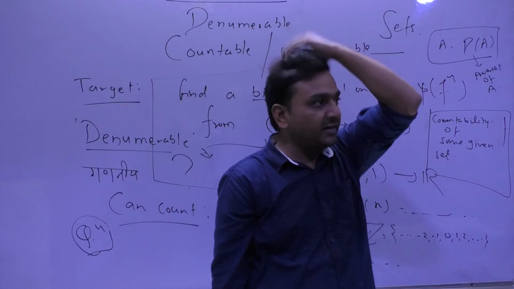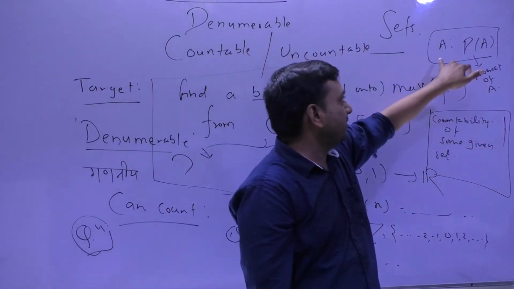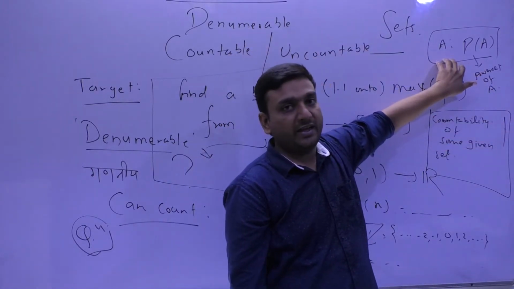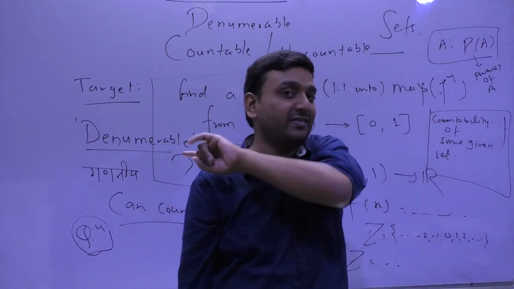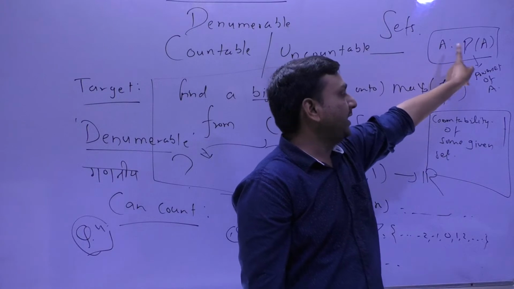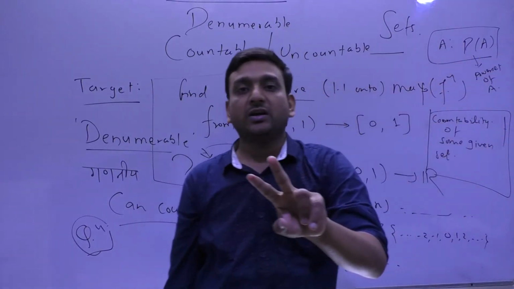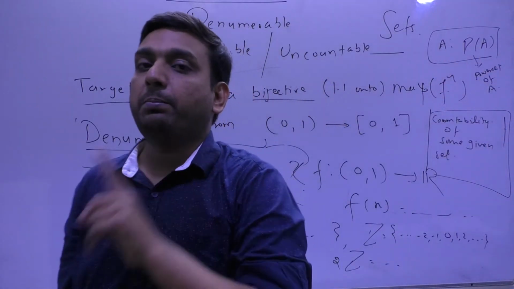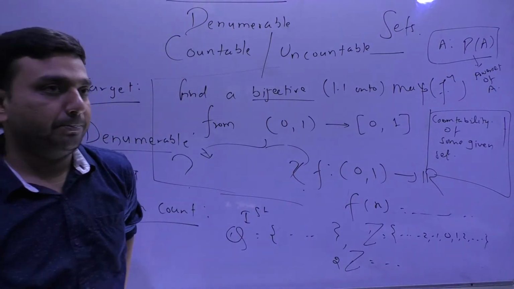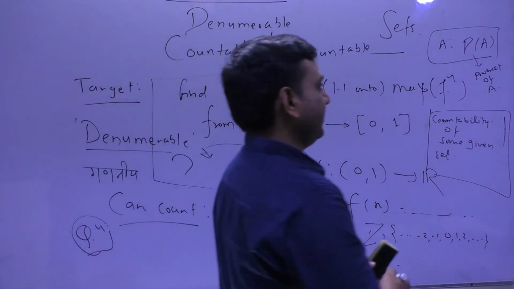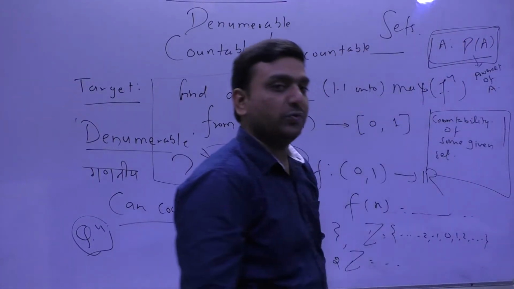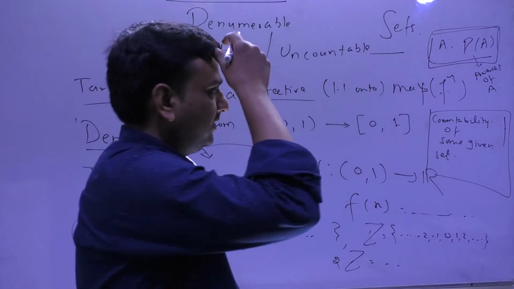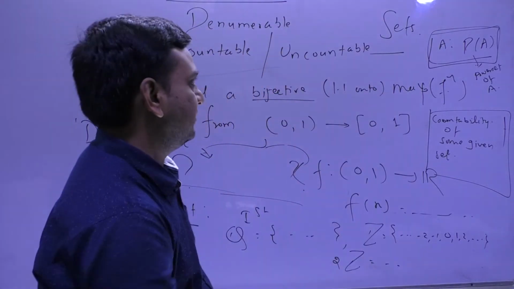So what Cantor said: suppose you have a set A and the power set of that set, P(A). Between A and P(A), there cannot be defined a bijective map. Remember such a statement, because in this whole chapter we will be using it. Remember it. So one is Cantor's.